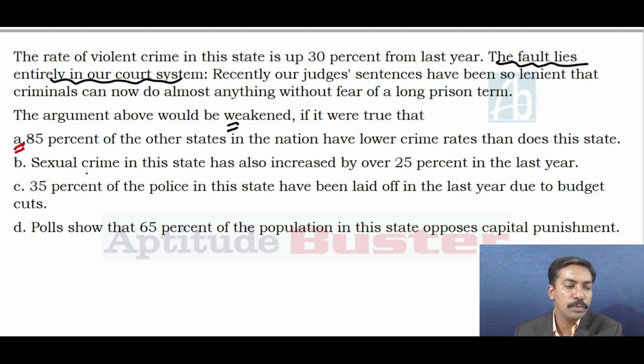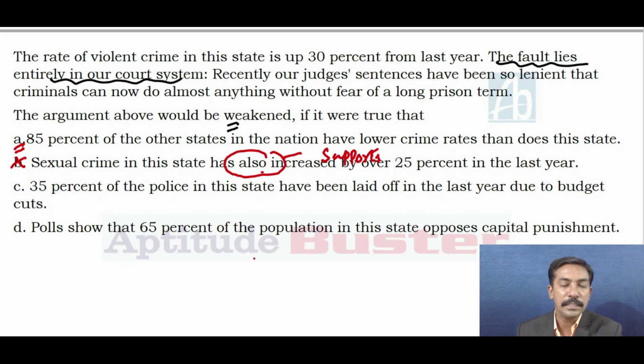Option B says sexual crime in this state has also increased by over 25% in the last year. The meaning of option B is not only the crime rate has gone up, the other crime has also increased. When you use the word also, actually it strengthens. So option B supports the argument. Your question asks you to weaken it, hence option B can be eliminated.